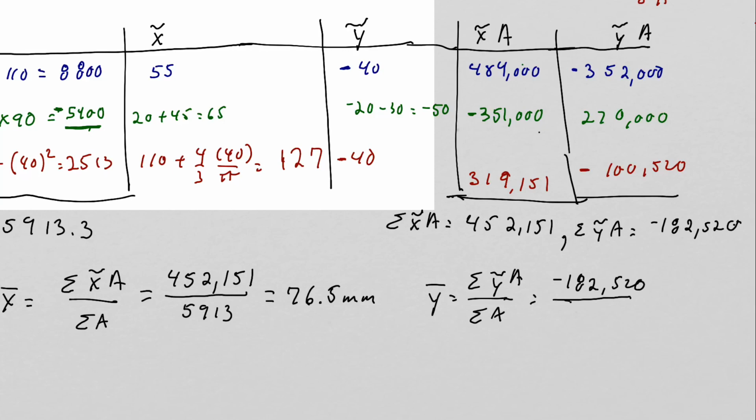And then last, for our y bar, we have the values here of negative 182,520 divided by our 5,913.3, and that will get us negative 30.9 millimeters.